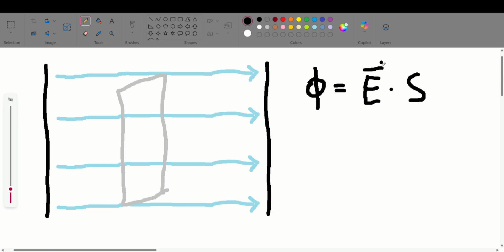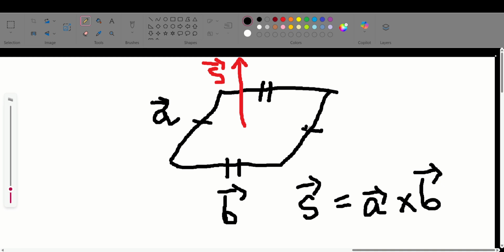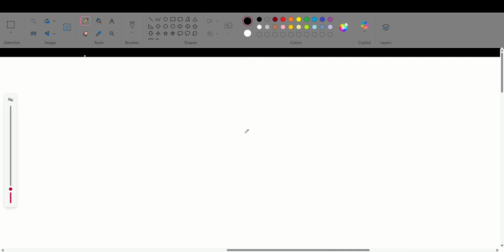Now, electric field is obviously a vector quantity, but what about flux and surface area? Surface area can be represented as a vector, and to understand that, let's look at this figure over here. Here we have a quadrilateral, and the two adjacent sides are denoted by vectors A and B. When you get the cross product of the two vectors, that gives you a third resultant vector, which we're going to call S, the area vector. The direction of this is perpendicular to the plane of the surface, and the magnitude is equal to the area of the quadrilateral.